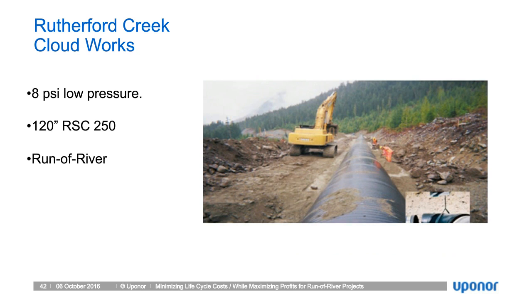The second project we did was back in 2003. It was owned at Rutherford Creek, which is just north of Whistler towards Pemberton. It was originally owned by Cloudworks, and a few years later, Interjex took over the project, running at 8 PSI, 120-inch RC250, reducing down to 108, and it's running for about 3 kilometers, and then at that time, it switched over to steel, which ran into the turbines.